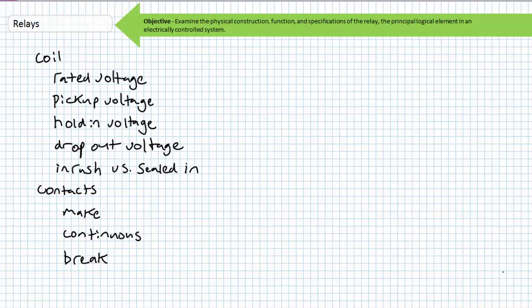Finally, the dropout voltage is the amount of voltage below which the coil just returns the contacts to their deactivated state. AC coils are known to experience an inrush current at the moment they're energized, substantially greater than their sealed-in current once the armature has stabilized positions.